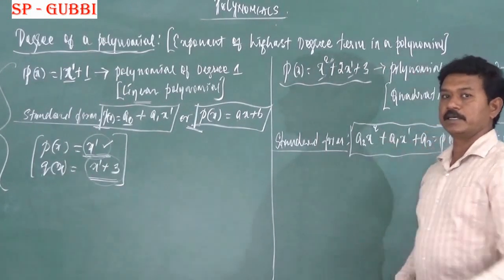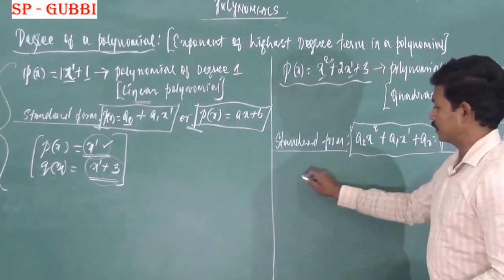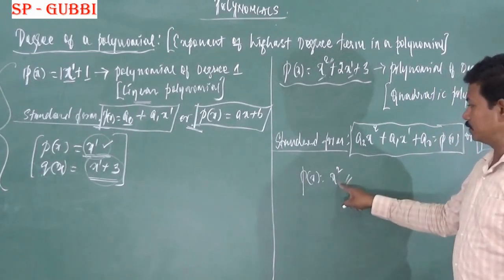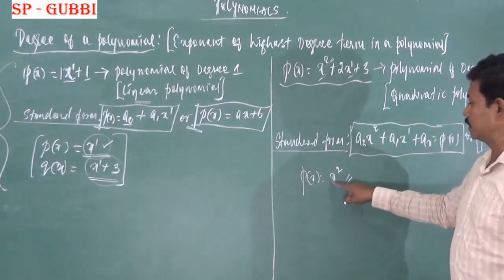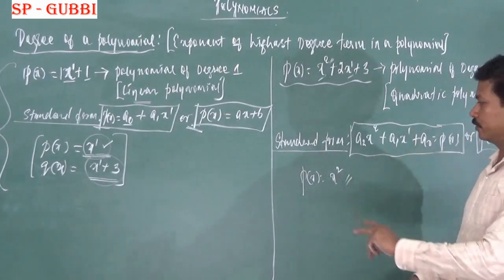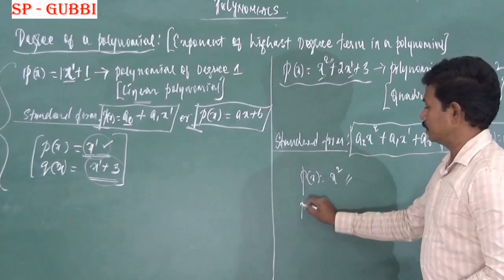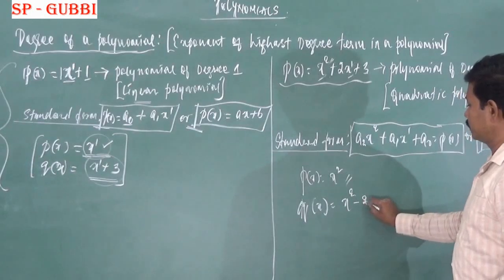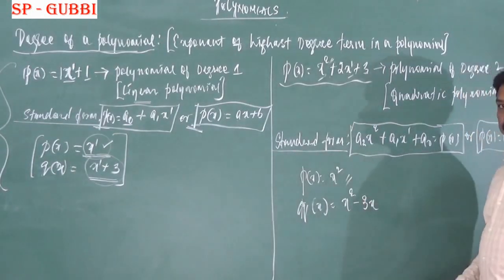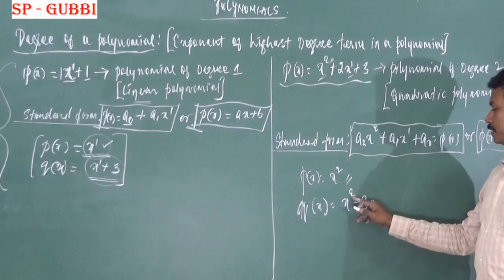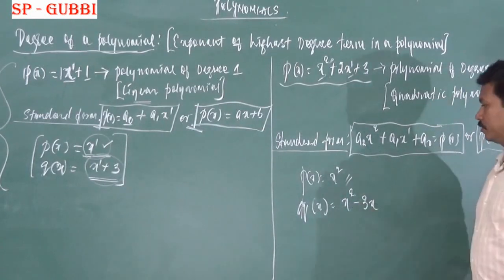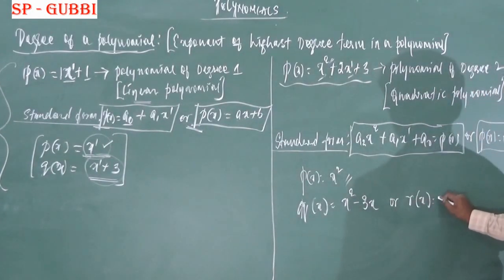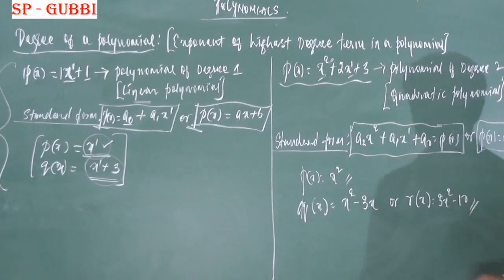So a quadratic polynomial can exist in three different forms. For example, p of x is equal to just x square. It's a monomial as well as a quadratic polynomial, because the highest degree of the variable is 2. Again, I will take another example. Q of x is equal to x square minus 3x. So it's a binomial. The highest power of the variable involved is 2, therefore it is a quadratic polynomial again. Or it can also be written as r of x is equal to 3x square minus 10. So this can also be possible.